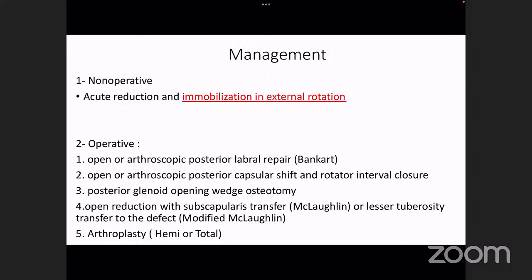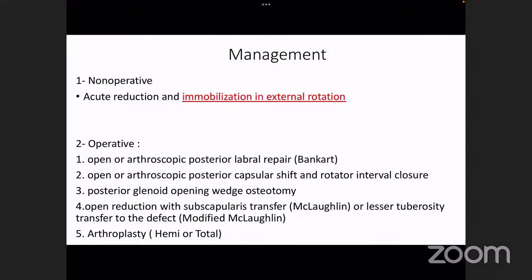In the original McLaughlin procedure, they just transferred the subscapularis tendon more distally. And if you are moving part of the bone, so the lesser tuberosity with the subscapularis tendon, that will be the modification, the modified McLaughlin procedure. This is very important, and it might come up in the exam because this procedure is being performed more and more because of the percentage of missed cases of posterior shoulder dislocation.